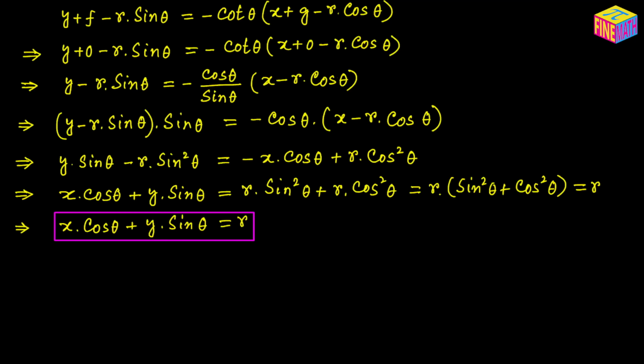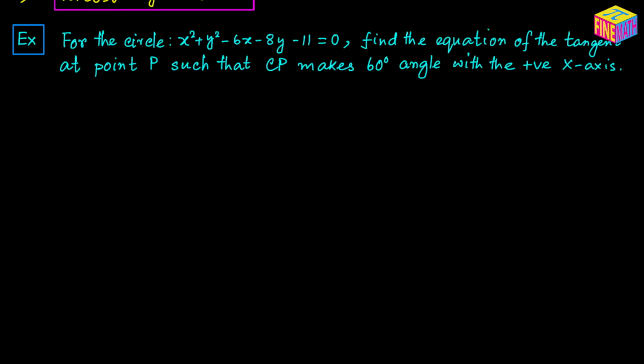Next, we are going to take an example. Let's suppose we have an example like this. For the circle x squared plus y squared minus 6x minus 8y minus 11 equals 0, find the equation of the tangent at point P such that CP makes a 60-degree angle with the positive x-axis.